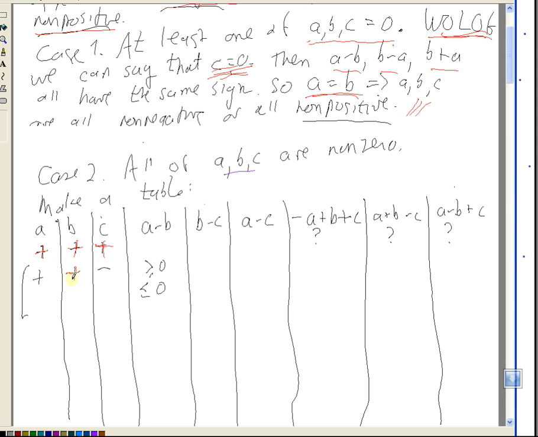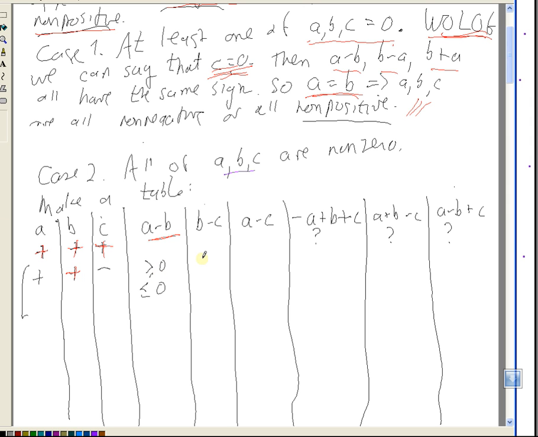All right, now let's consider this case where A is positive, B is positive, and C is negative. What are the possibilities for A minus B? Well, A minus B is either non-negative or non-positive. It could be both, but I'm not really concerned about that. I just want to make sure to cover all the cases. So now I have A positive, B positive, C negative, and let's look at the case where A minus B is non-negative.